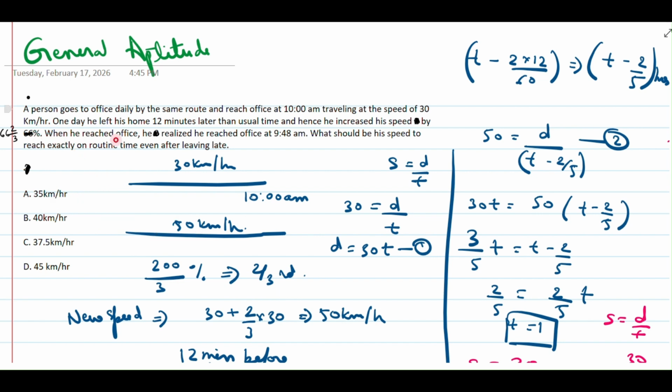Okay, he reached the office and realized he reached at 9:48. His usual time is 10 a.m., and now he reached at 9:48, 12 minutes before.